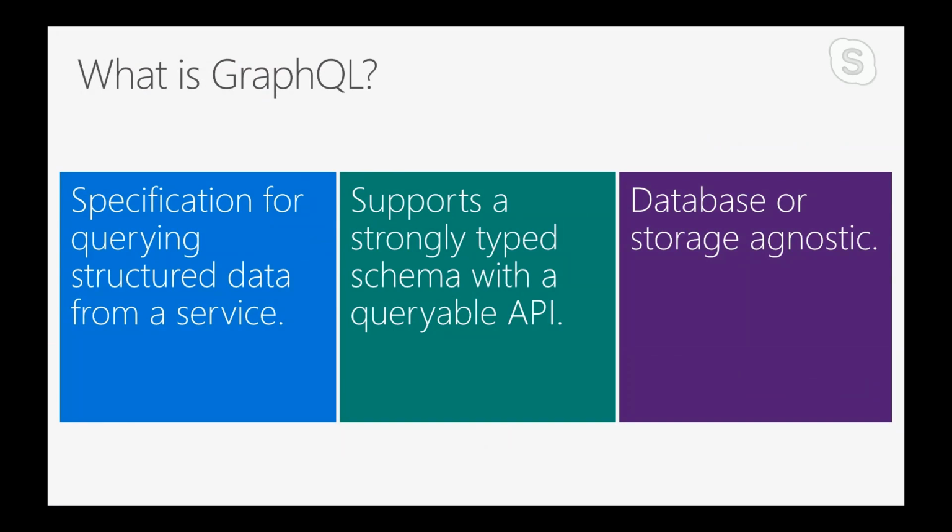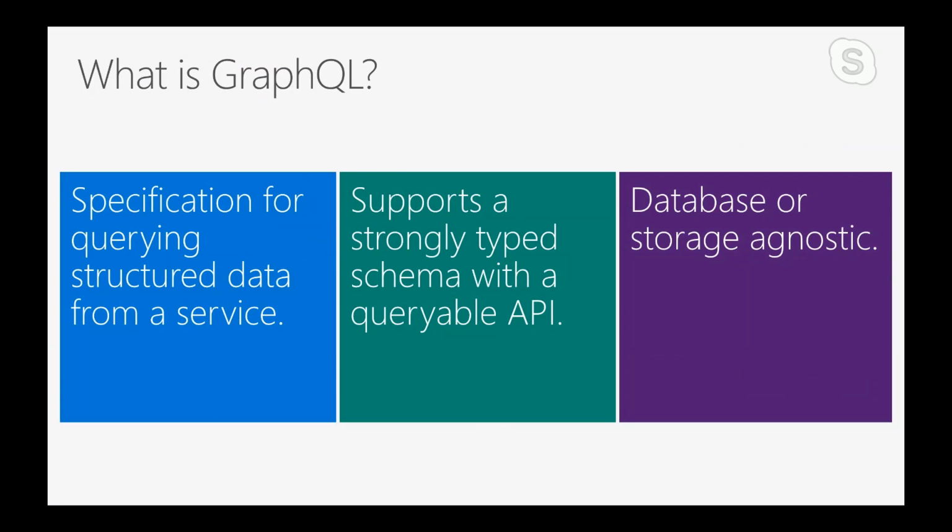So as I said, it's a specification for querying data from the service. Facebook originally wrote this internally and then shared it as open source. They also shared an implementation in JavaScript of that specification. Since then, it's been picked up by the open source community, and there are libraries for almost every language that support GraphQL. In .NET, we've got probably two major libraries you're likely to see. One is Hot Chocolate, and the other is GraphQL.net.